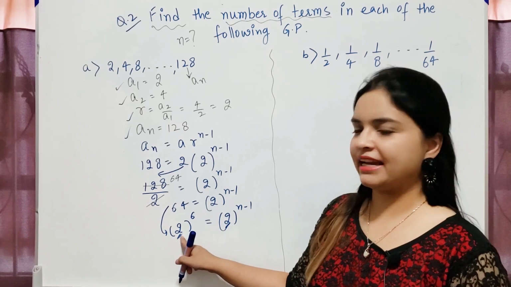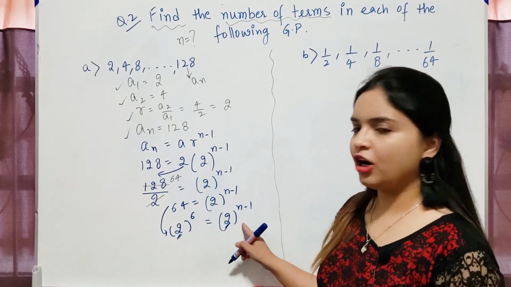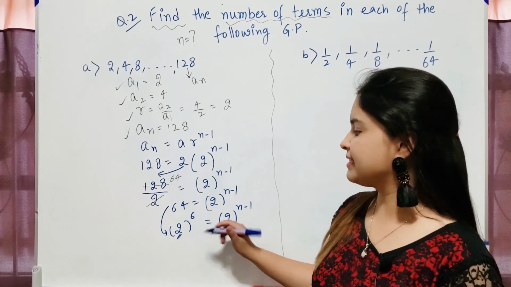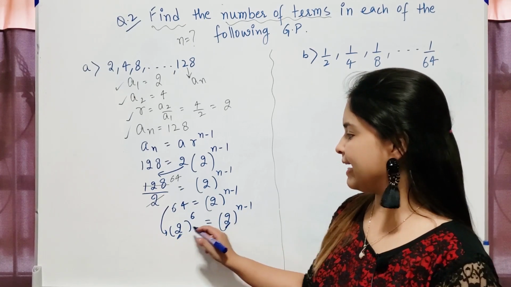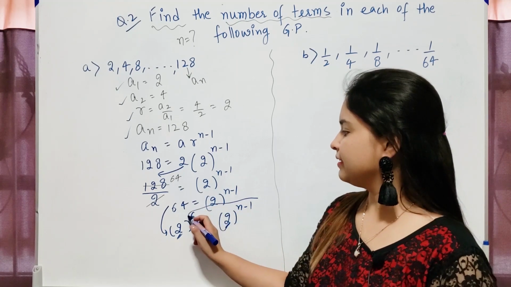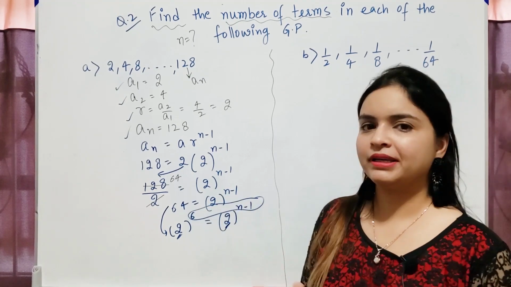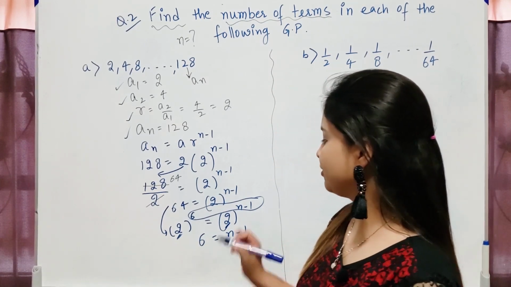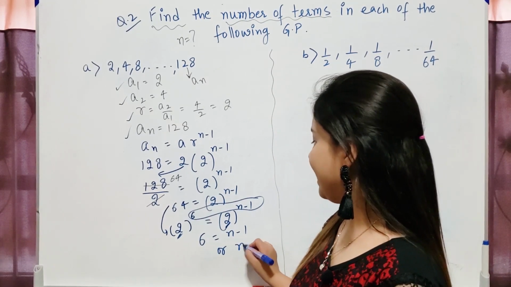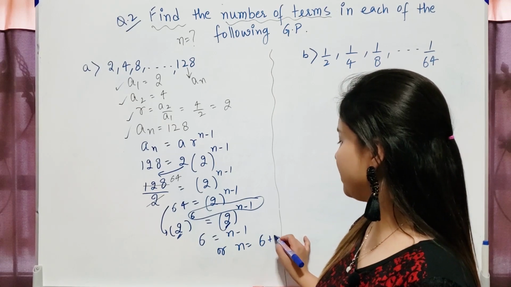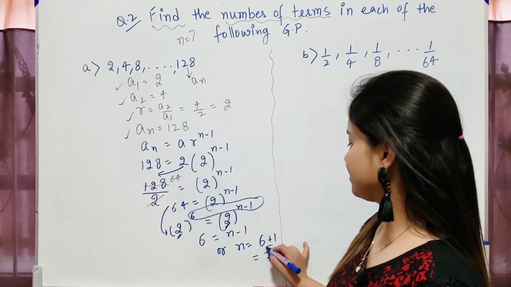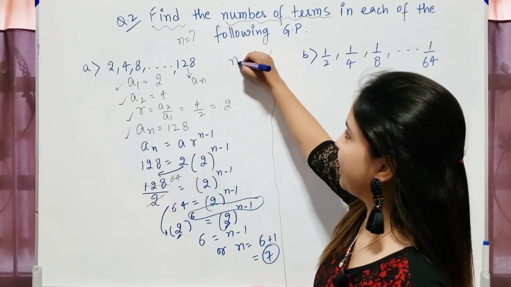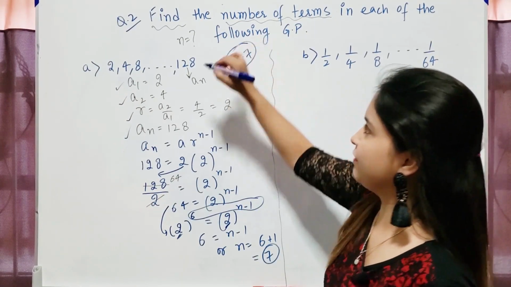Now on the left side and on the right side, my bases are same. On the left side, I have 2 raised to power 6. On the right side, I have 2 raised to power n minus 1. Now both these sides are equal and they have same bases. That means the powers are also equal. So I can write 6 is equal to n minus 1 or n is equal to 6 plus 1, which is 7. So for the first question, my n is 7.